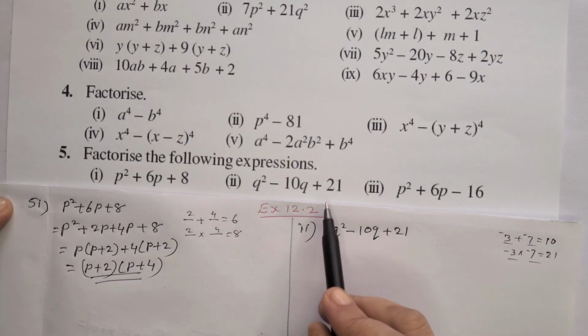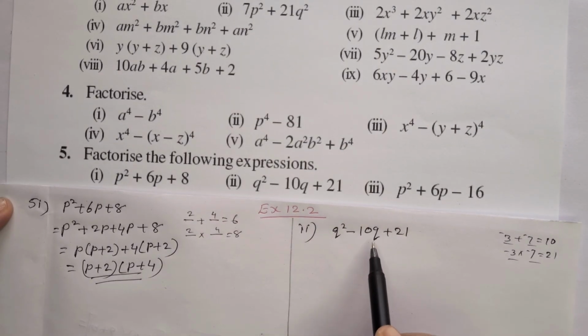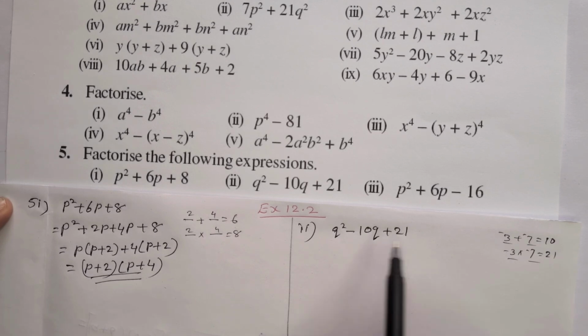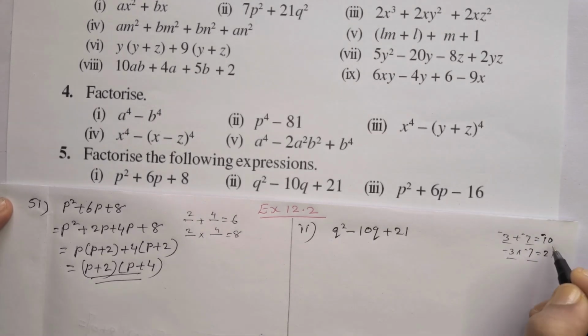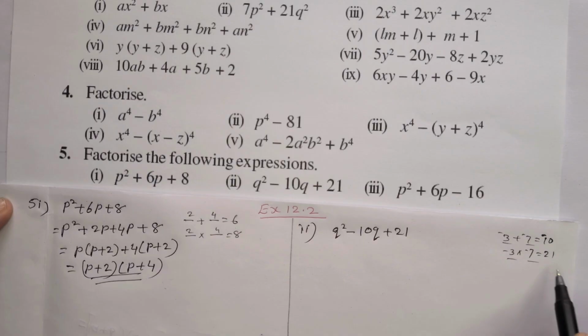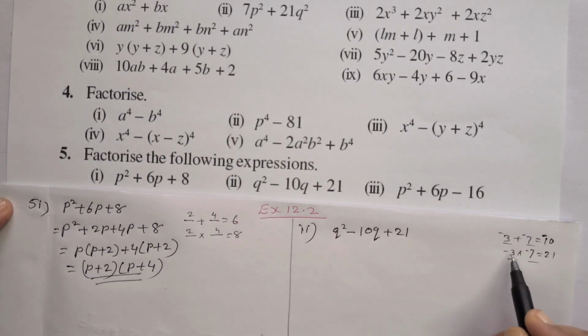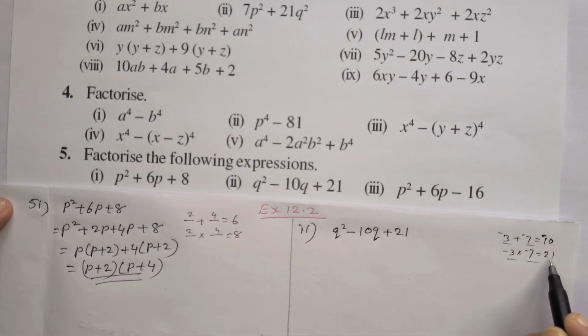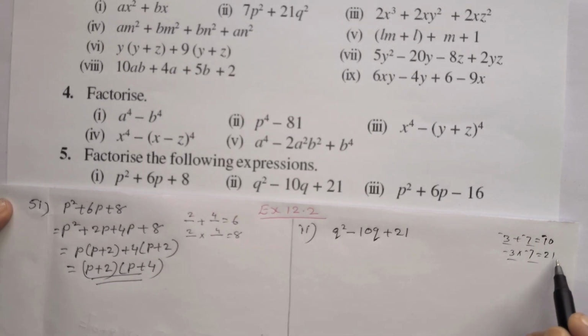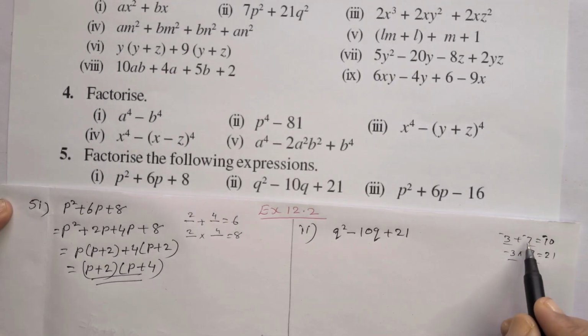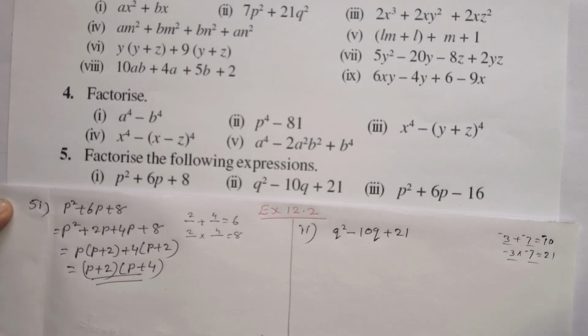Here q square minus 10q plus 21, we have to find two numbers such that the sum is minus 10 and the product is plus 21. Both the numbers are negative, so the product will be positive. Minus into minus is plus. So 3 into 7 is 21. When we add two negative numbers, minus 3 plus minus 7 is minus 10.